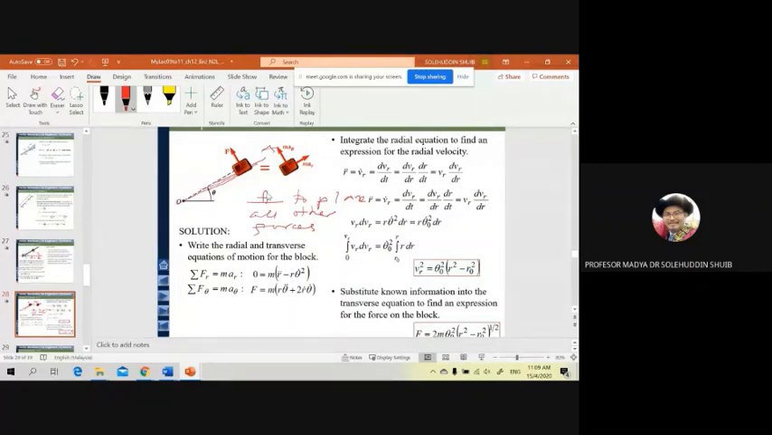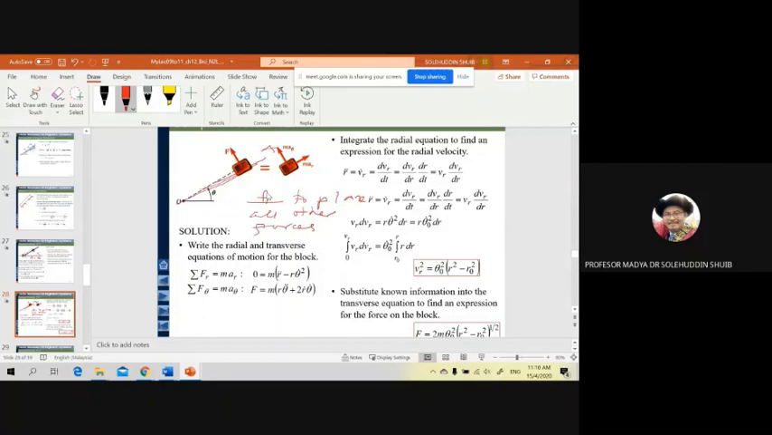Okay. So we have here the summation of force. This is for the kinetic diagram of it. We have M A_r, and then we have here M A transverse. This is the basic one that we need to know. So now we start to write the equation of motion by using radial and transverse components.